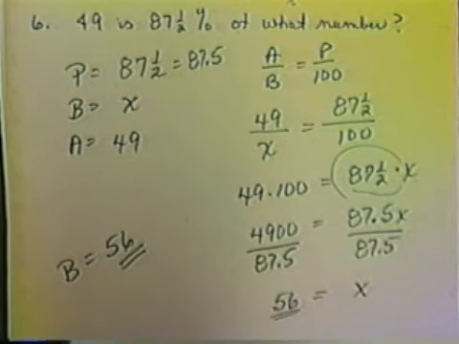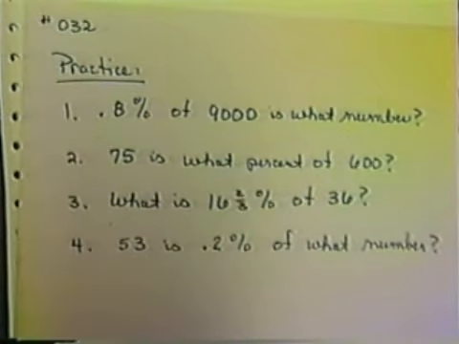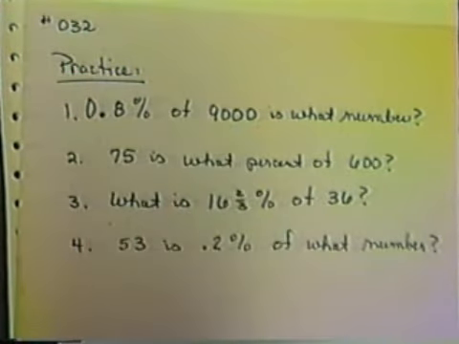Okay, now it's time to try some practice problems. So here are our practice problems. The first practice problem is 0.8% of 9,000 is what number? The second problem is 75 is what percent of 600?